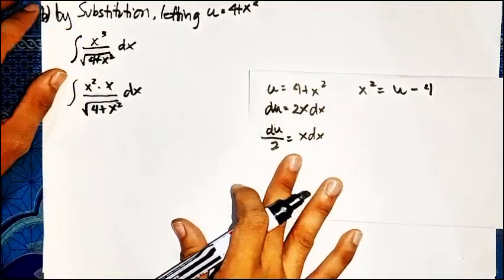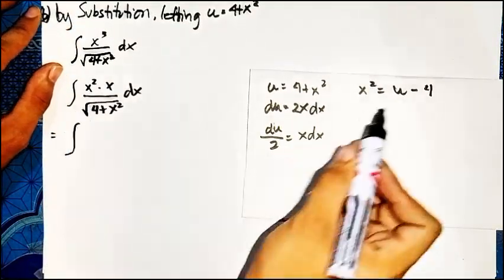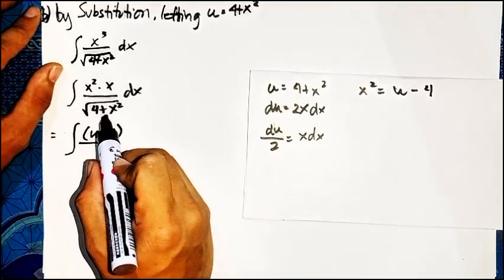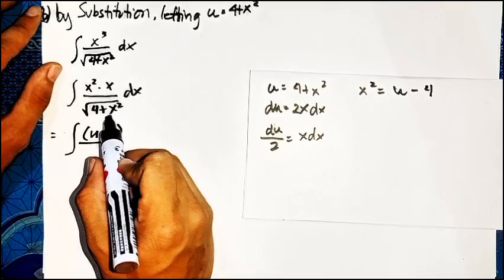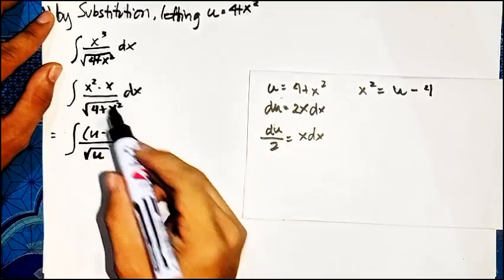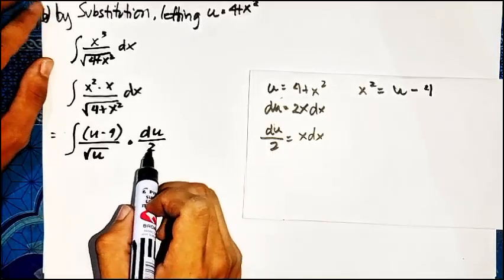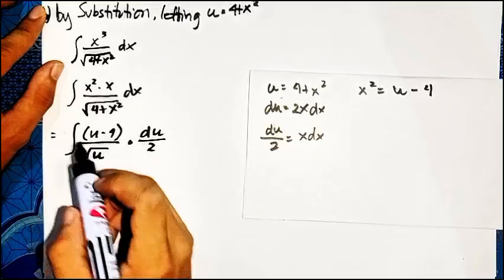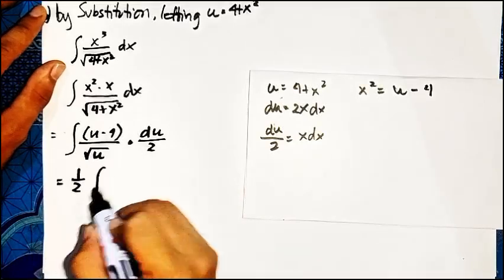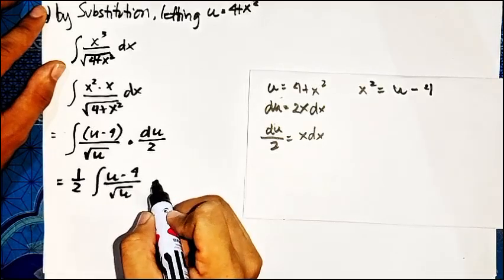So substitute. Our x squared is simply u minus 4, over the square root of 4 plus x squared. Since 4 plus x squared is u, we're going to have the square root of u. And our x dx is the same as du over 2. Since we have 1/2, let's put this constant outside the integral. So giving 1/2 integral of u minus 4 over the square root of u du.